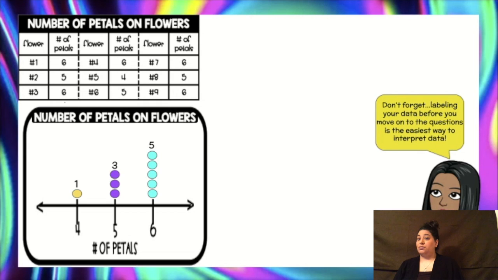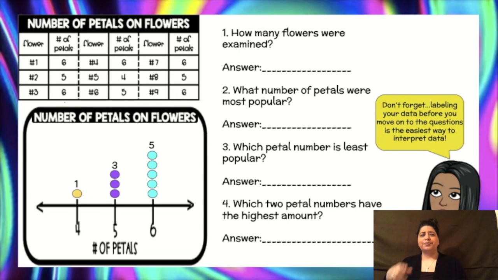Let's move on. We've got our questions. How many flowers were examined? So it wants to know how many flowers total were examined. And that's pretty easy for me to do. All I need to do is add up all my dots because they represent my flowers. Okay, so 5 plus 3 is 8. Plus 1 is 9. So you should have gotten a total of 9 flowers.